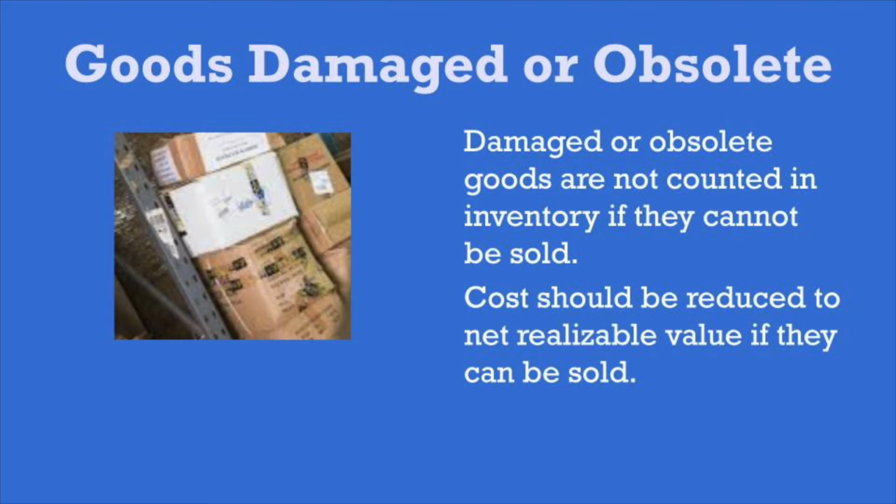Now the other thing is you say, well, maybe I can sell it for parts. You can sell it for parts and you can get $100 for it. Well, if you know that you can only get $100 for it, the value of that piece of inventory needs to be reduced to the amount that you think you can get for it. And that's known as its net realizable value.